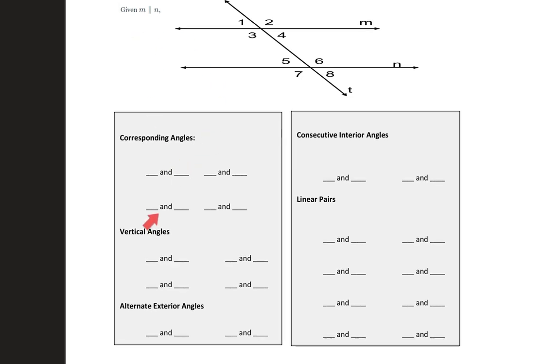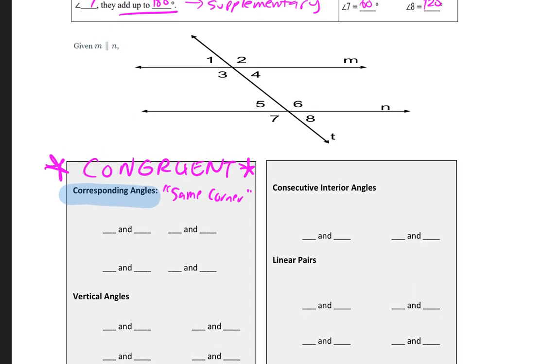Let's talk about some vocabulary words. First thing is corresponding angles. Corresponding angle means we can think same corner. Corresponding angles are congruent. These are all going to be congruent angles, and we said congruent means same measure. So the first one is corresponding, so the same corner. If we take angle one, I'm just going to draw it here for you to see. That's the same corner as five. Both of those would be the same corner. So I'd say 1 and 5.